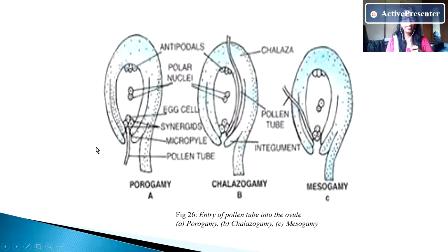Coming to the next, see here the diagrams. Porogamy: the entry of gametes through the micropyle. Chalazogamy: the entry of the pollen tube through the chalaza, through the base of the ovule. And the entry of the pollen tube through the integuments is known as mesogamy.